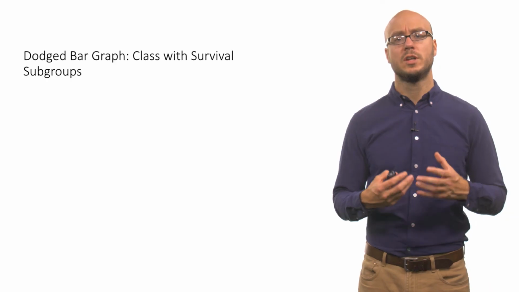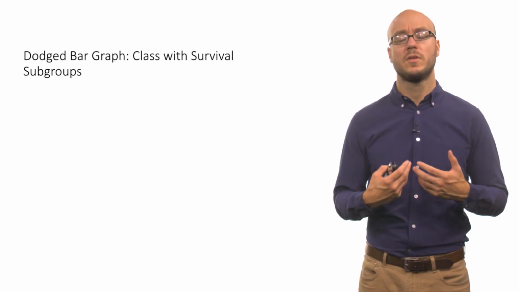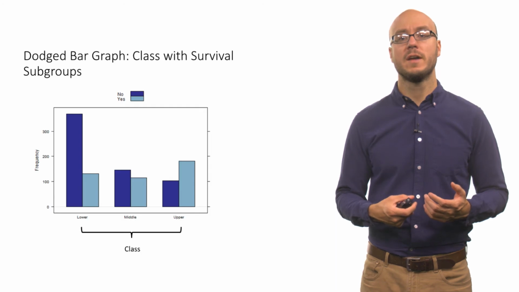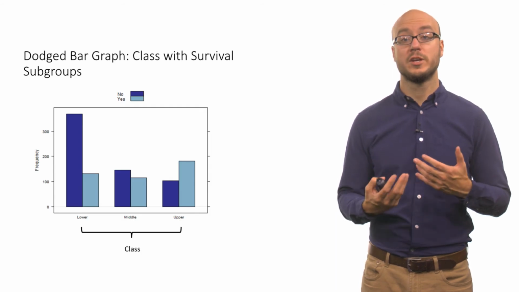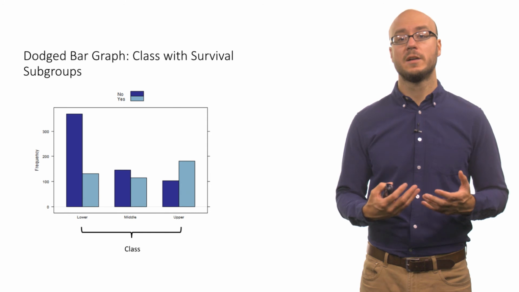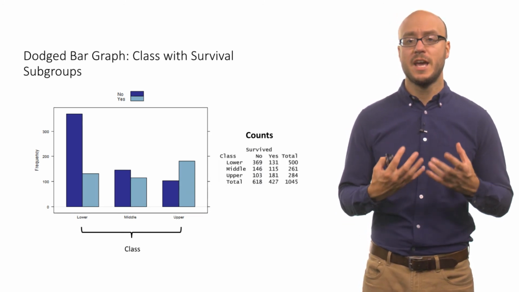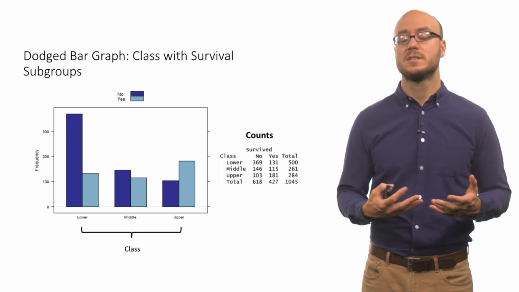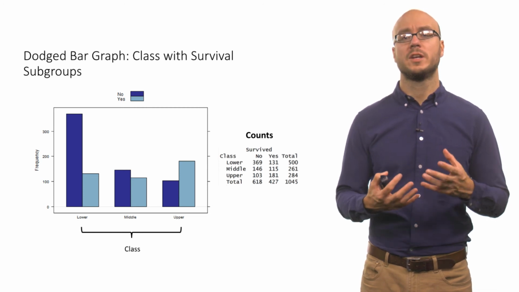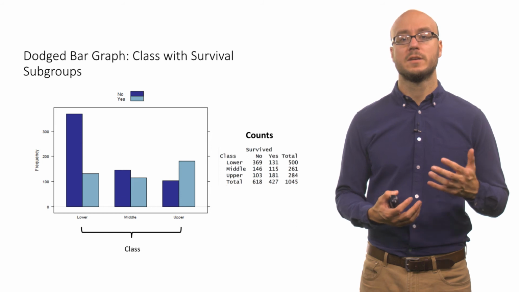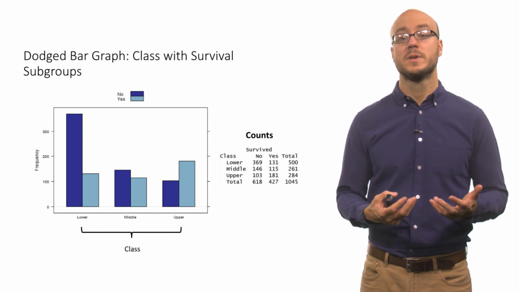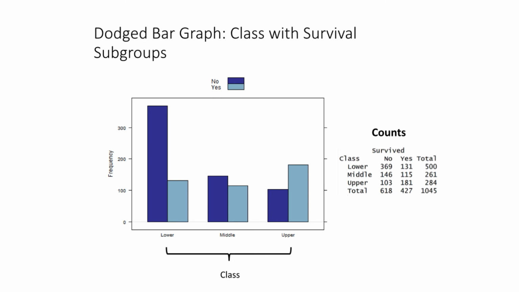But you can also look at a different way of creating a dodged bar graph. Instead of grouping by whether or not you survived, you can group the cells based on whether you're in the lower, middle, or upper class. This is the same kind of graph as before. The heights of the bars are the same. We're just orienting whether we're looking at the survival group first or the class group. So in this case, we're just chunking our data into whether you're in the lower, middle, or upper class. Then within each of those levels or categories, we're looking at whether you survived or didn't survive.